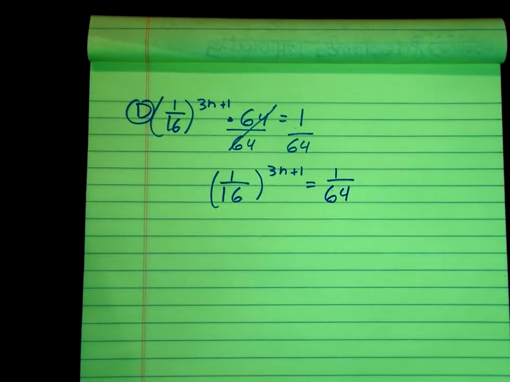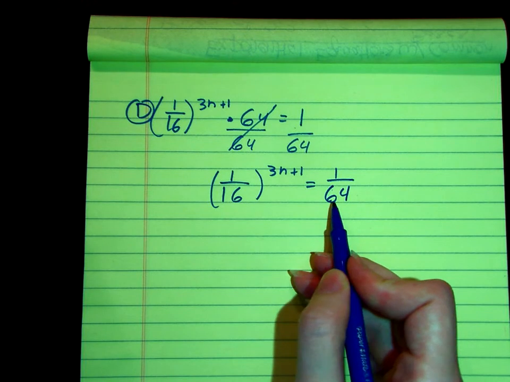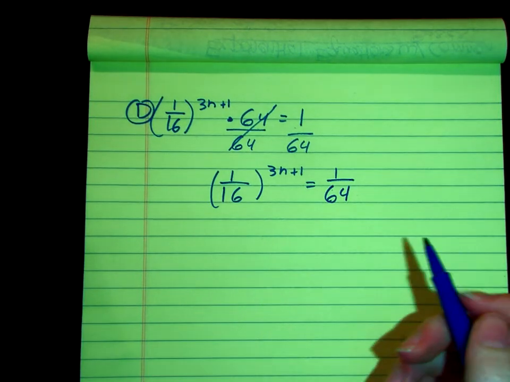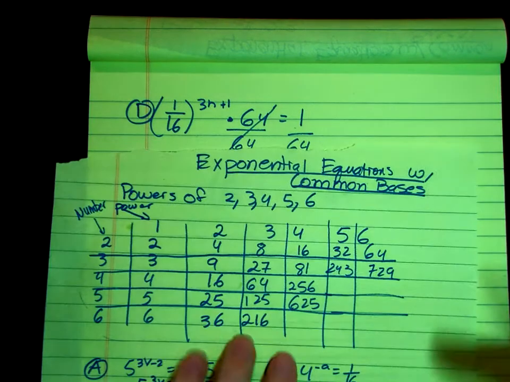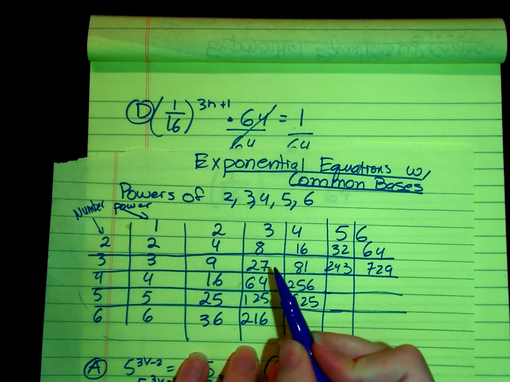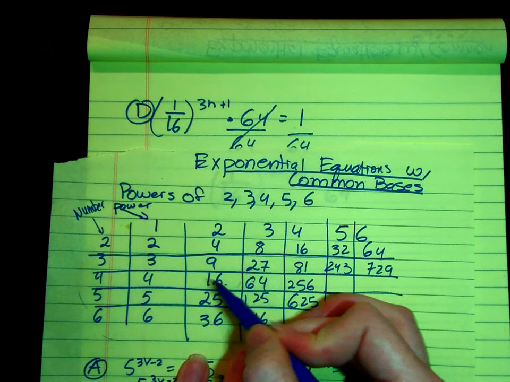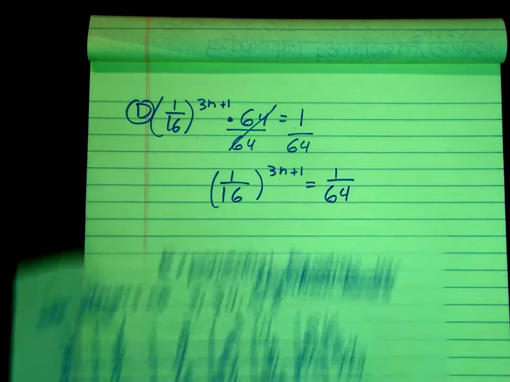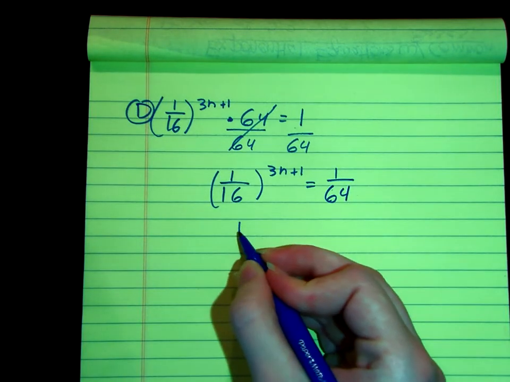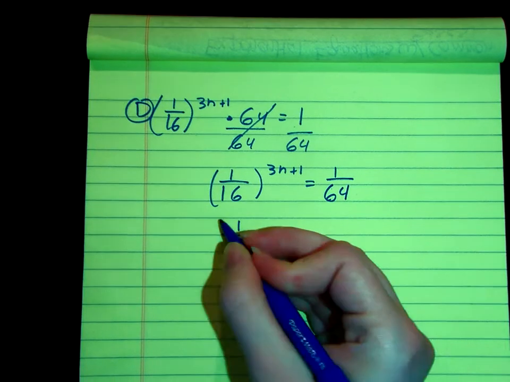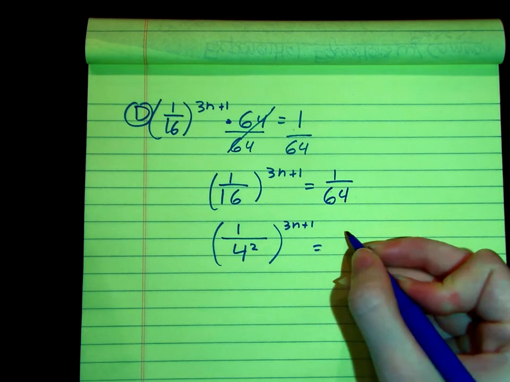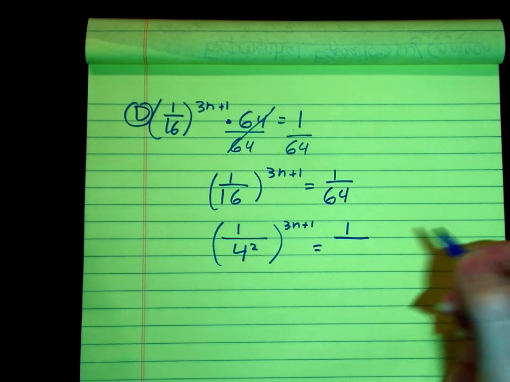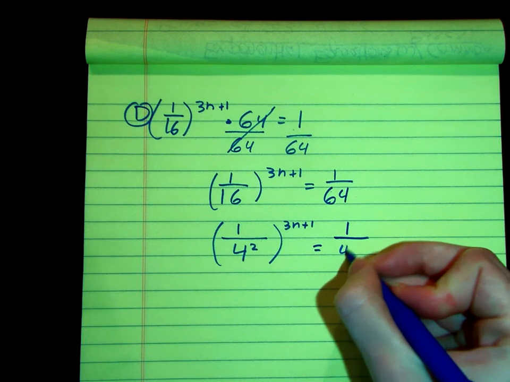Now I've got something that I can work with a lot easier. Now 16 and 64, both of those we can turn to a common base with what? Let's look back at our chart. Both of those we can turn with a base of 4. So let's go ahead and do that. So that becomes (1/4^2)^(3n+1) equals 1/64, which is the same as 4 to the third.